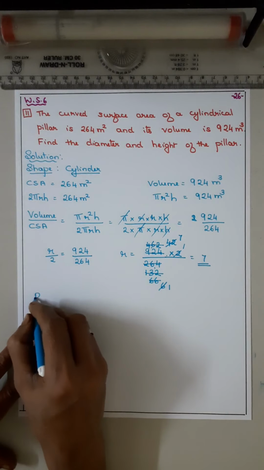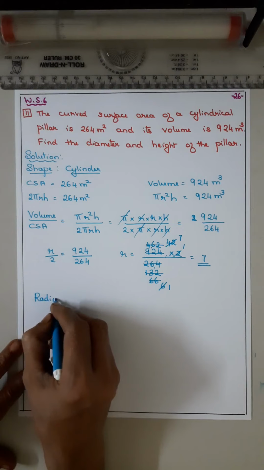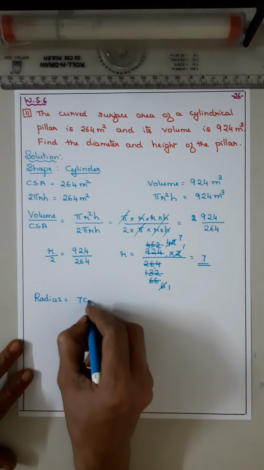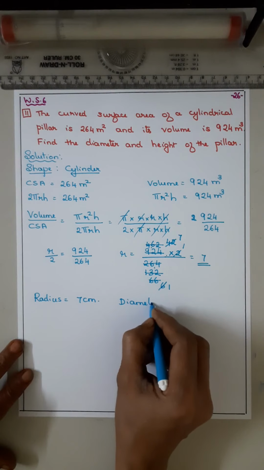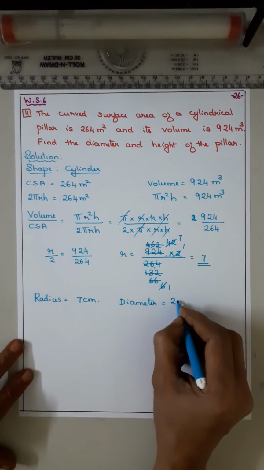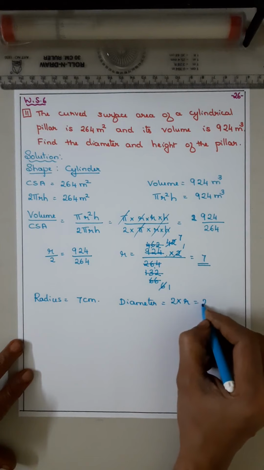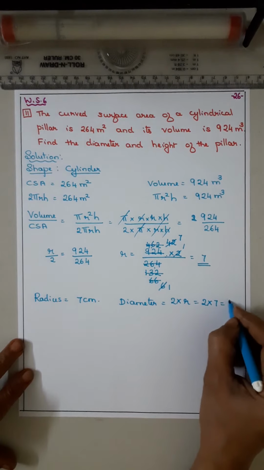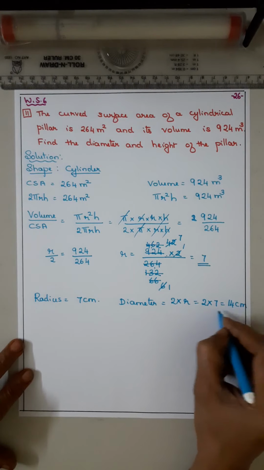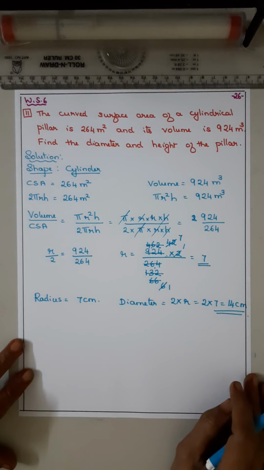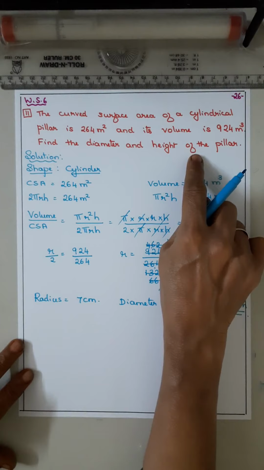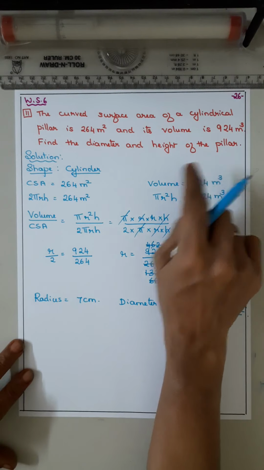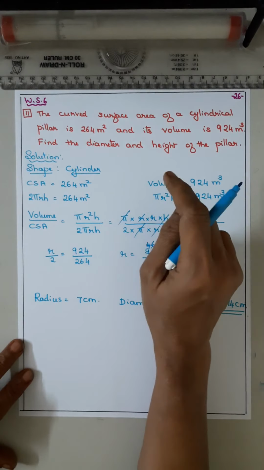So radius is equal to 7 centimeter, but diameter is equal to 2 into radius, that is 2 into 7 is equal to 14 centimeter. So you got the diameter. Now we have to find out the height. So for the height we have to put in one formula.